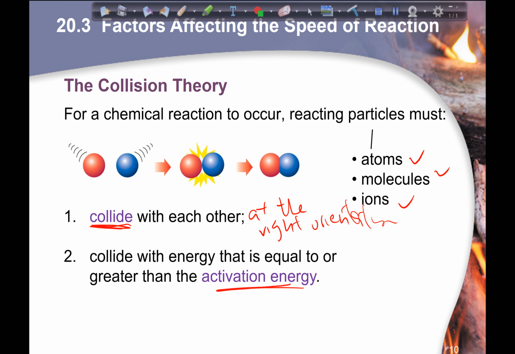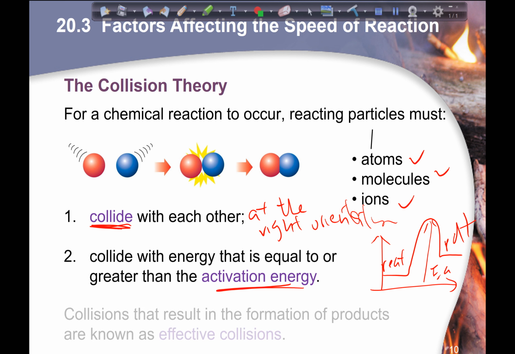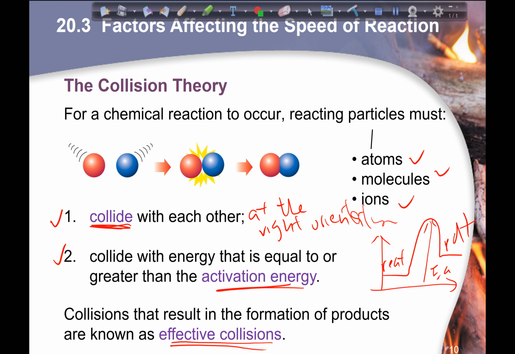Alright, we have learned this previously in the energy profile diagram. This will be your reactant, and this will be your product. So in order for a chemical reaction to occur, number one, it needs to have energy greater than the activation energy, right? And that's not all. The particles must collide at the right orientation in order for the chemical reaction to occur. When these two conditions are met, this is known as an effective collision.